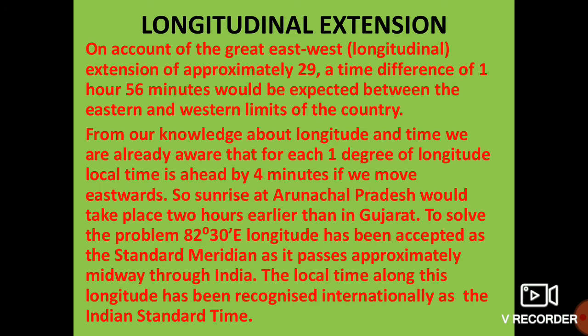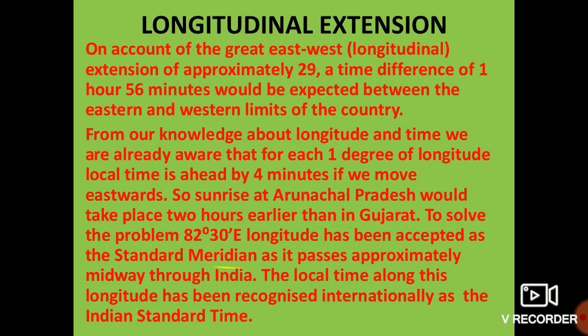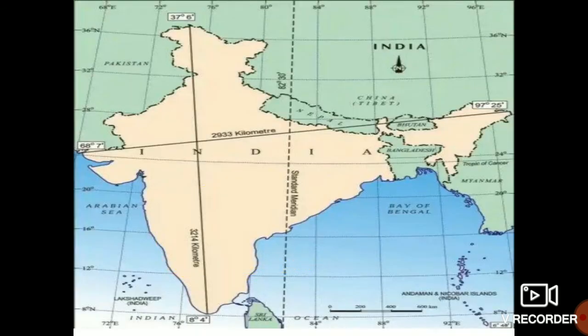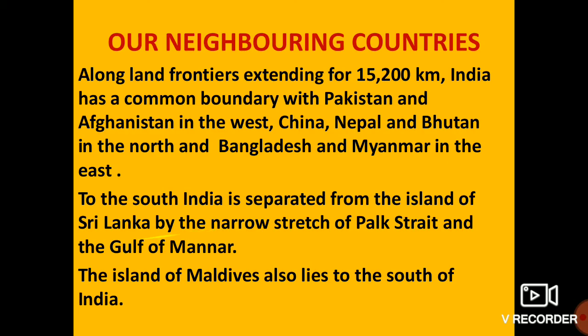The 82 degree 30 minute east longitude is taken as the standard meridian for India. Whatever the time is there at 82 degree 30 east longitude is taken as the standard time. So the standard meridian is passing through Mirzapur, Uttar Pradesh. Whatever the time is there is taken for the whole of the country to avoid any kind of confusion. It is internationally known as Indian Standard Time.